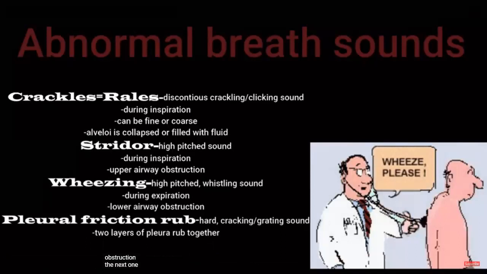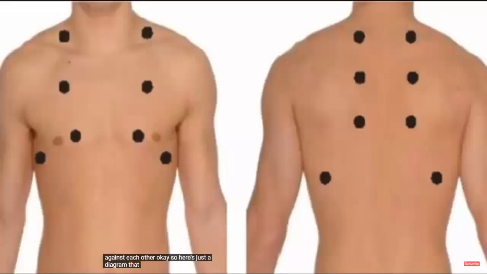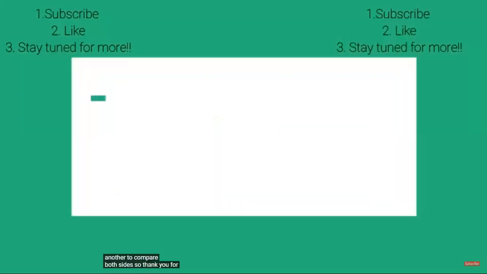The next one is pleural friction rub. This is a harsh, grating, cracking sound that is caused when two layers of pleura rub against each other. They could be inflamed, which causes them to rub against each other. Here's a diagram that shows you where you should auscultate, where you should place your stethoscope to listen to breath sounds. And as always, remember, you're going from one side to another to compare both sides. So thank you for watching.